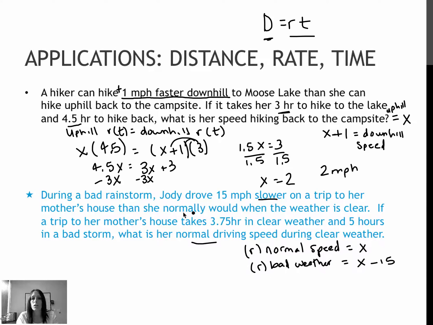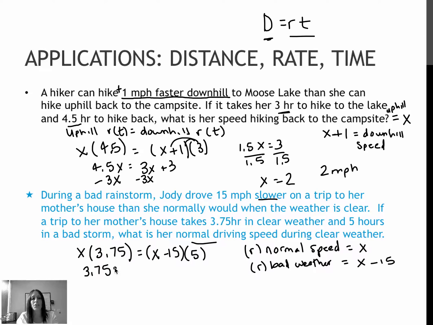If the trip to her mother's house takes 3.75 hours in clear weather, that's normal speed, so that's rate of x times time of 3.75 hours. That's in clear weather. Then in bad weather, it is rate of x minus 15 and time of 5 hours. When we solve for x, that's going to give us her speed in clear weather. That's why we always set x equal to whatever the question is asking, if we can.